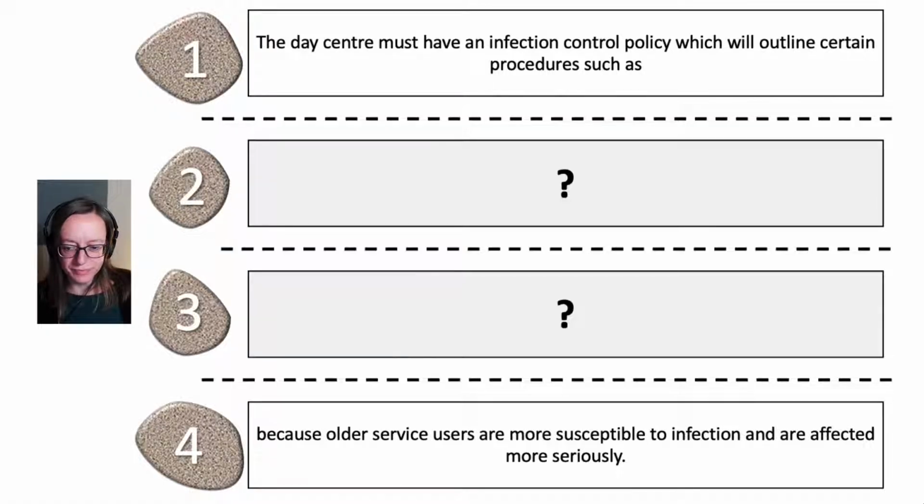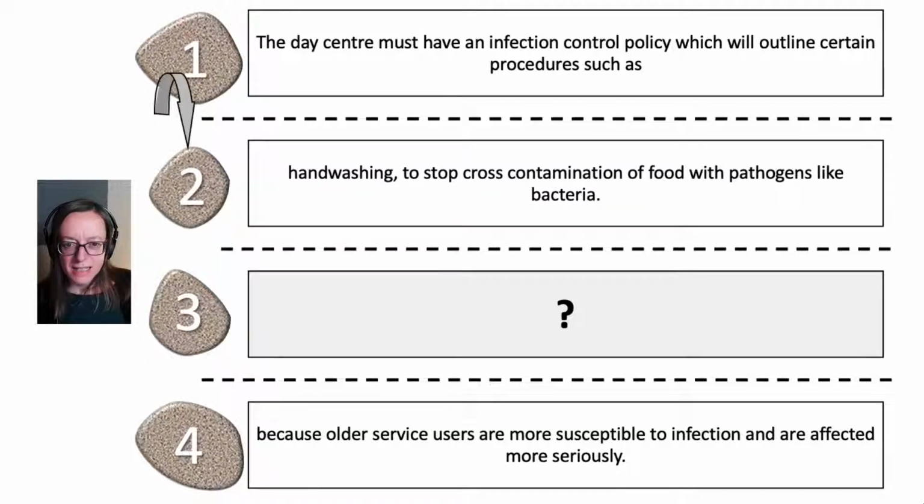So, the day centre must have an infection control policy which will outline certain procedures such as hand washing. Oh, now they're coming through. To stop cross-contamination of foods with pathogens like bacteria. Okay, Zainab has said thoroughly cleaning equipment used by professionals and staff to stop the spread of any contagious disease and infections. Excellent, Zainab. Nardos has said such as keeping the environment clean to reduce any infections.